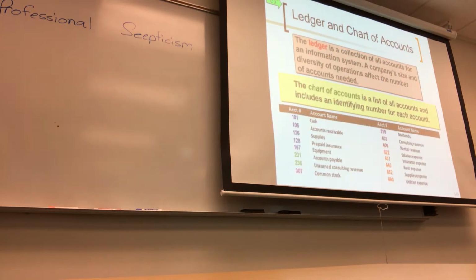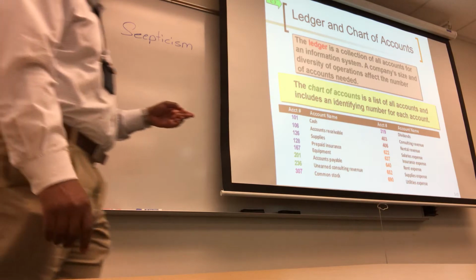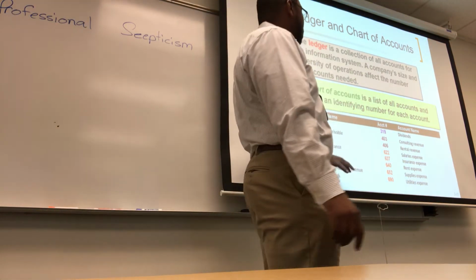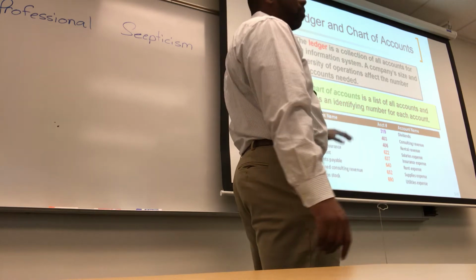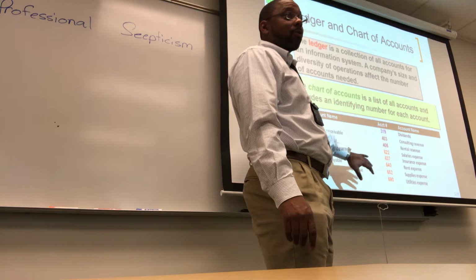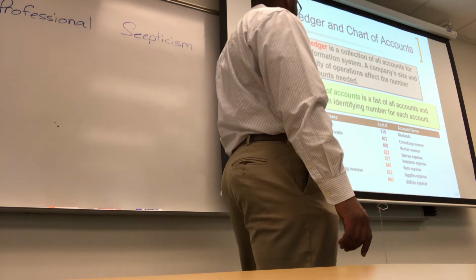I'm gonna skip that chart because I want to show you just real quick. This is a ledger. Remember I was talking about accounts and ledger. So this is a ledger. This is what it looks like. I just want to expose you to it. You don't have to write it down. I just want to expose you to it. Right? It'll look like this.